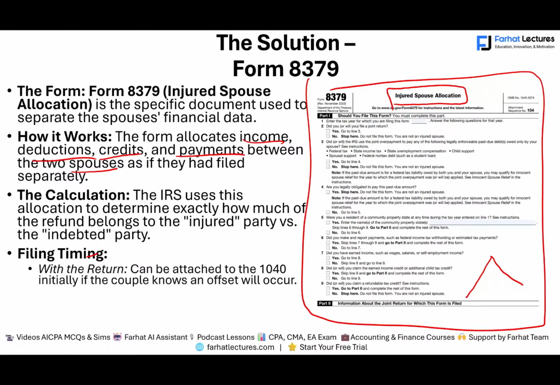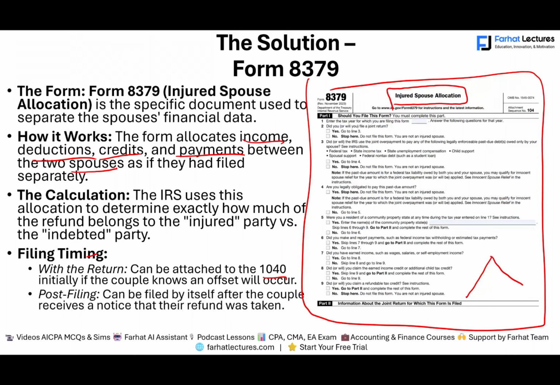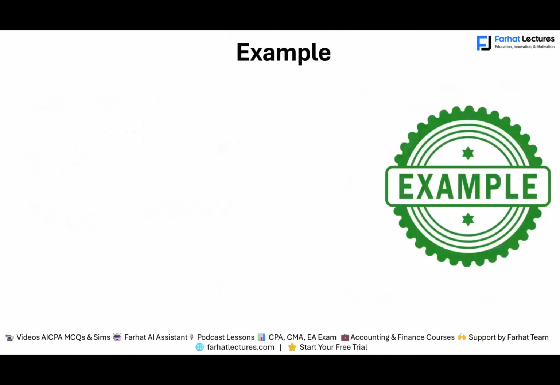Filing timing with the return. You can attach this with the 1040 when you file if the couple knows that's going to happen. And usually, how would they know? Because the government informed maybe the husband several times, or the husband knows that's going to happen. Can you do it post-filing? Sure. It can be filed by itself after the couple receives a notice that the refund was taken. And you really want to do it up front. This way, there's no delay in the process.